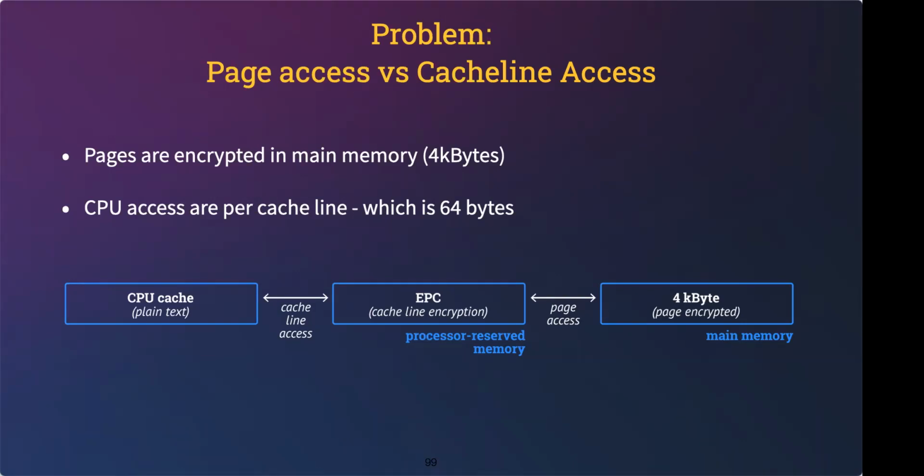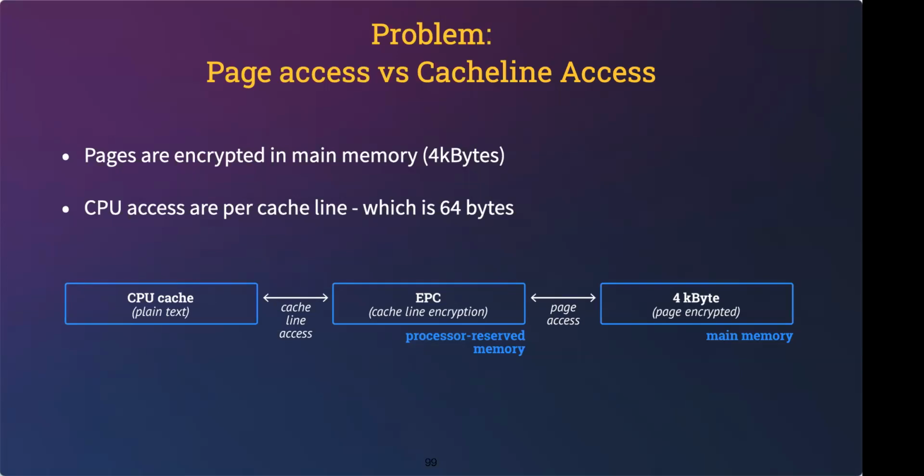But the main memory of the enclaves is encrypted in 4 kilobyte pages. So that means there must be some way of re-encrypting from page-encrypted memory into cache-line-encrypted memory. And that, in the Intel architecture, was the EPC, or is the EPC, the enclave page cache. And there the memory is cache line encrypted.